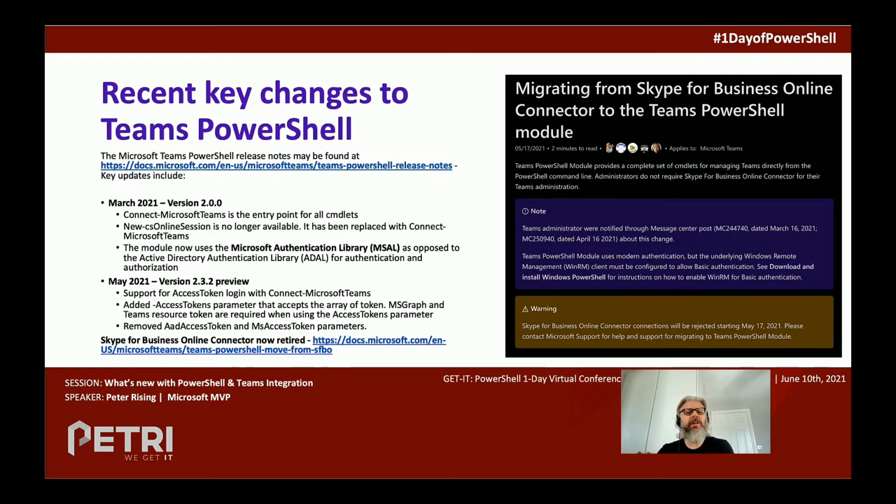But on this slide here, I've just included probably the biggest change to the Teams PowerShell in its history since its inception, which would be version 2.0.0, which was released in March of this year, 2021. And in this release, the connect-MicrosoftTeams is the entry point now for all commandlets. So that includes the Skype for Business connector commandlets present within that module.